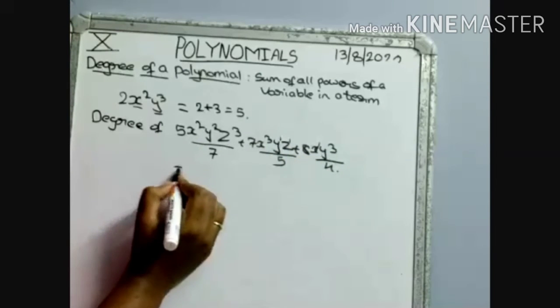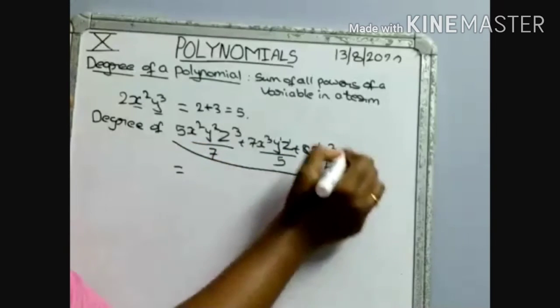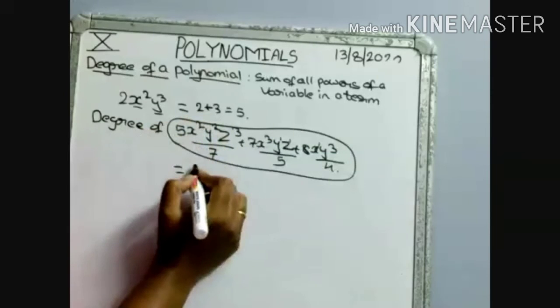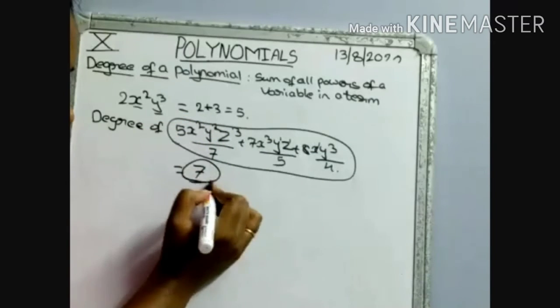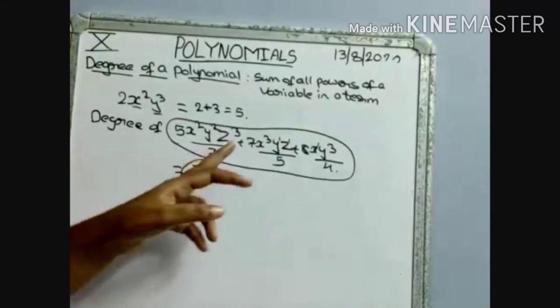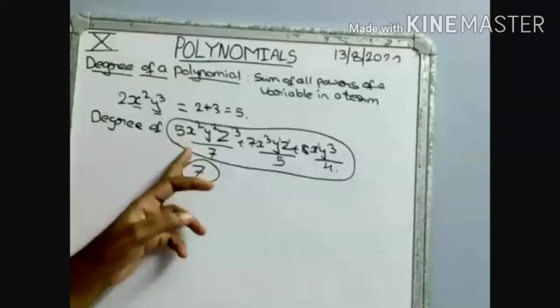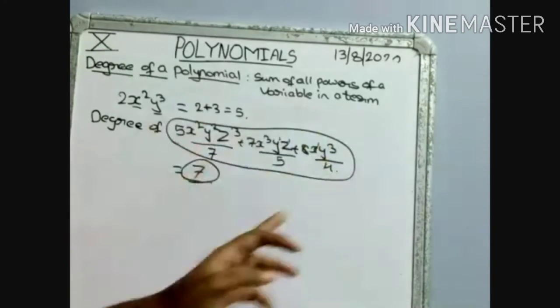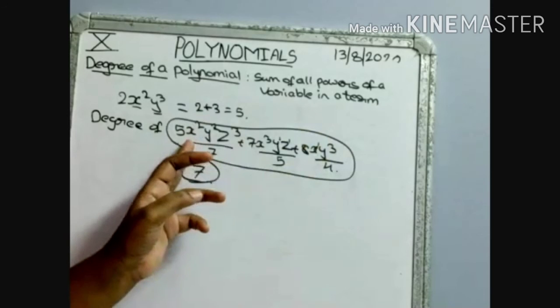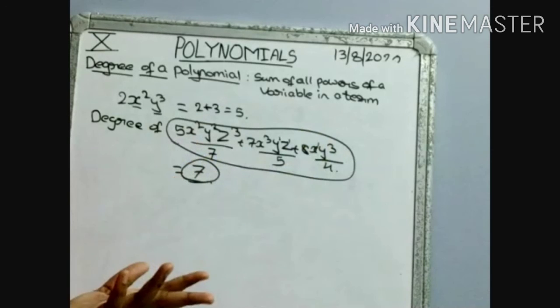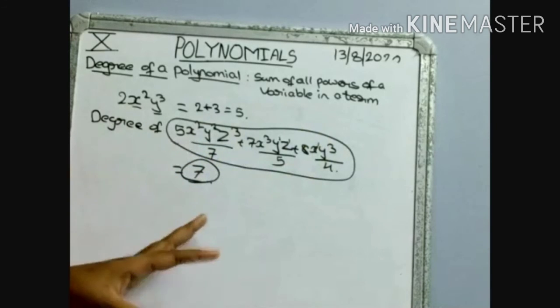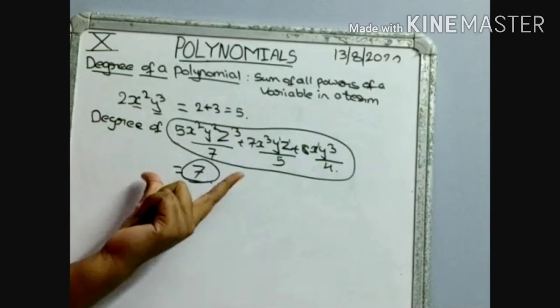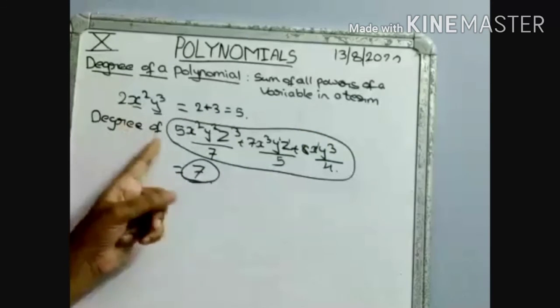If you observe here, what is the degree of this total expression? It is 7. Why 7? Here the degree of the first term is 7, the second term is 5, the third term is 4. In this, what is the biggest number? 7. So the biggest of all these given terms, that number will be taken as the degree.